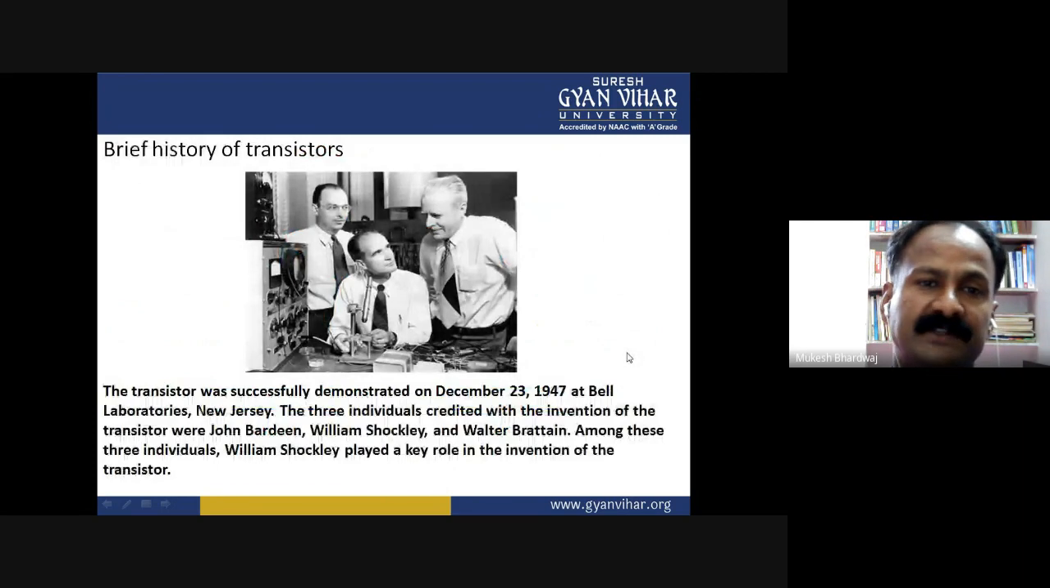Now, a brief history of the transistor. The transistor was successfully demonstrated on December 23, 1947 at Bell Laboratories, New Jersey. The three individuals credited with the invention of the transistor were John Bardeen, William Shockley, and Walter Brattain. Among these three individuals, William Shockley played a key role in the invention of the transistor.